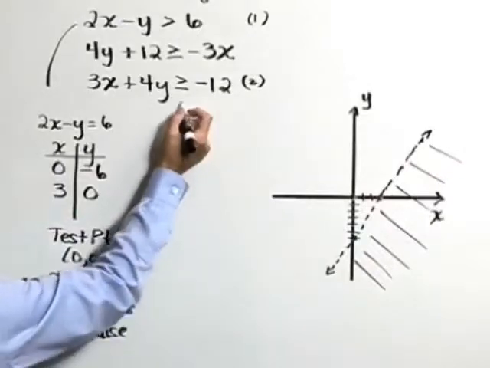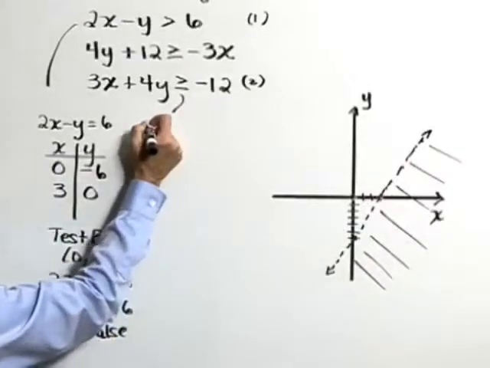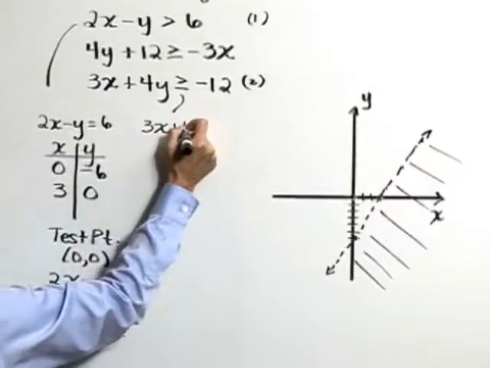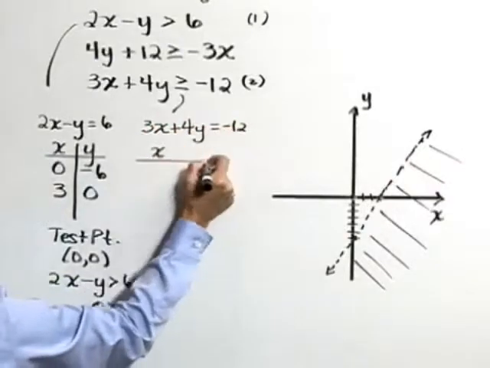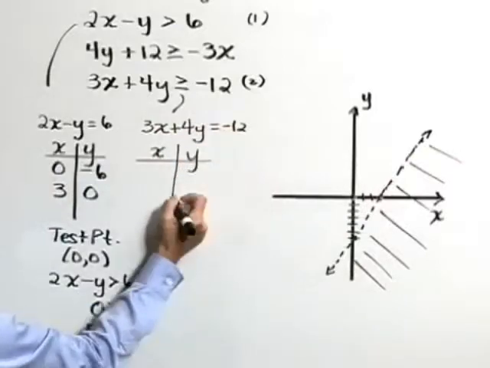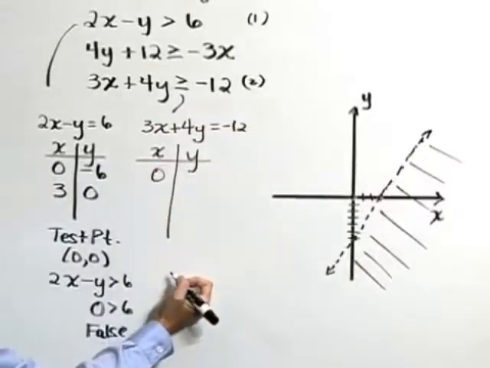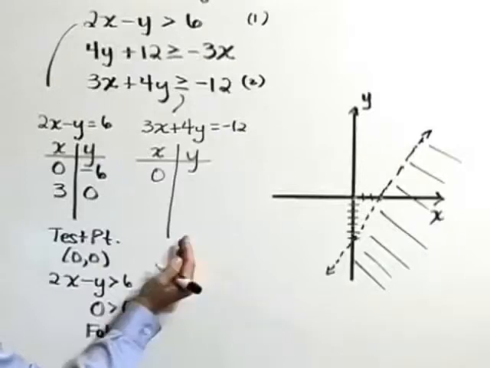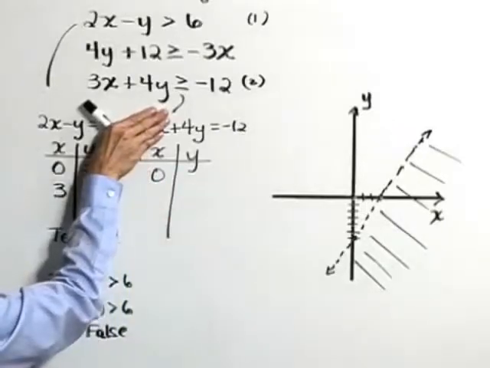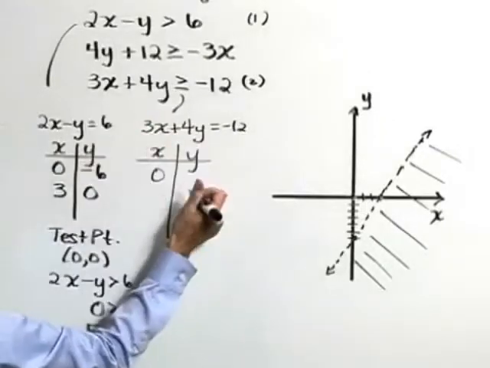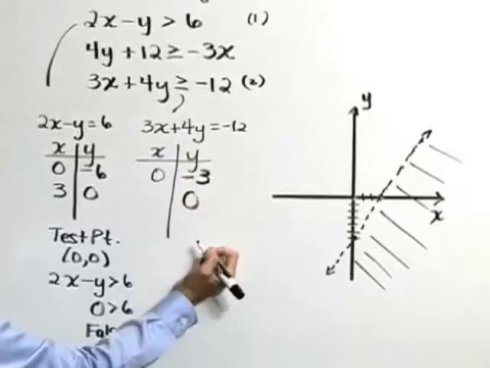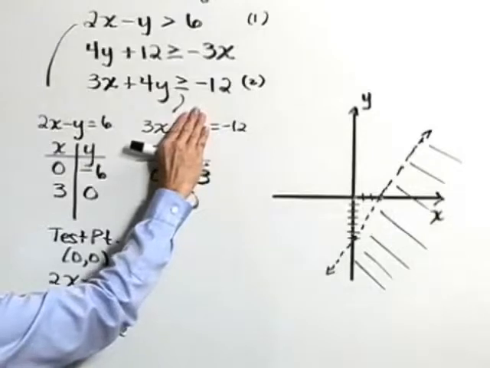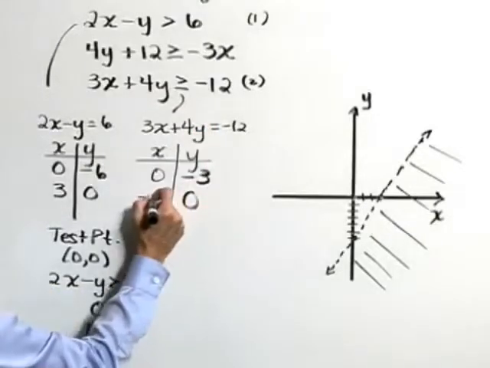Now let's look at our second inequality statement, and let's graph the boundary line. 3x plus 4y is equal to negative 12. Once again, using a t-table, letting x and y equal 0. In this equation, if we let x equal 0, 4y is negative 12, or y is equal to negative 3. If we let y equal 0, then 3x is negative 12, or x is equal to negative 4.